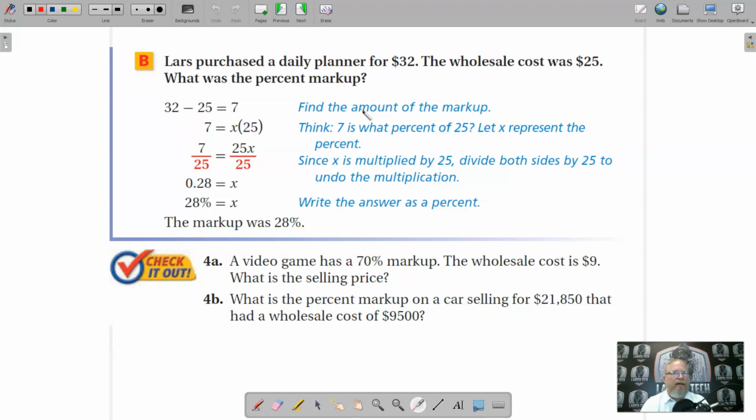Remember that equation that we had at the beginning? I'm going to disregard this for a moment, see if we come up with the same thing. So he buys a daily planner for $32 and the original cost was $25. So this is an increase from $25 to $32, correct?